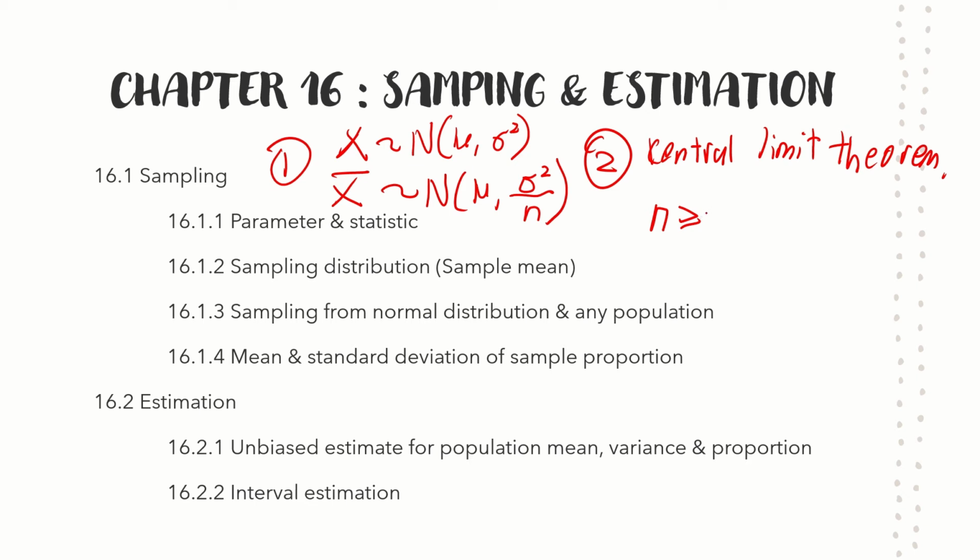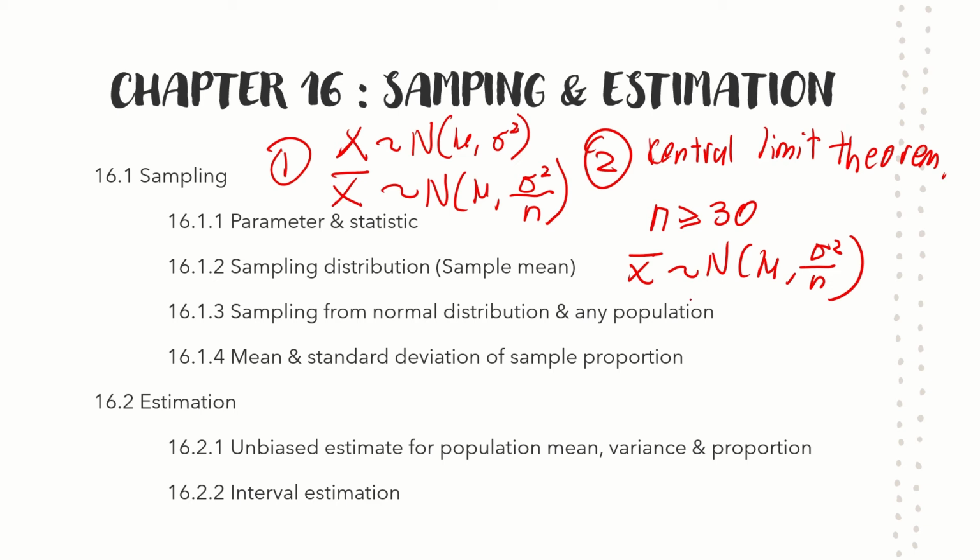Normally, how do we consider that n is very large? Normally, n is more than or equal to 30. If n is more than or equal to 30, then you can consider it very large, and it obeys the central limit theorem. If it obeys the central limit theorem, then the sampling distribution is also normally distributed with mean mu and variance divided by n.